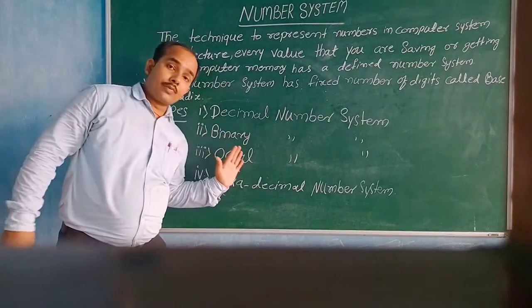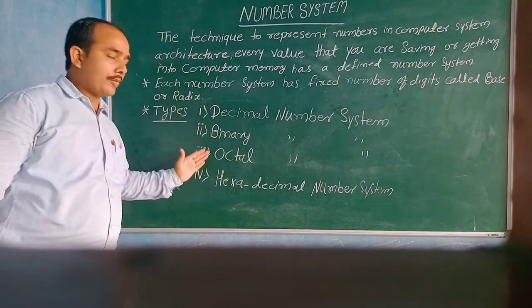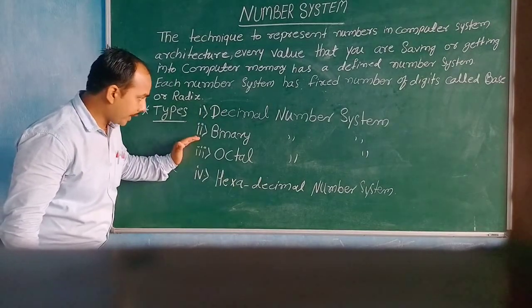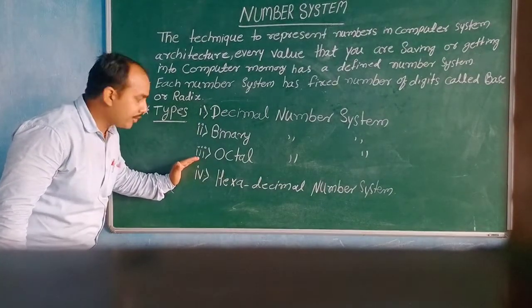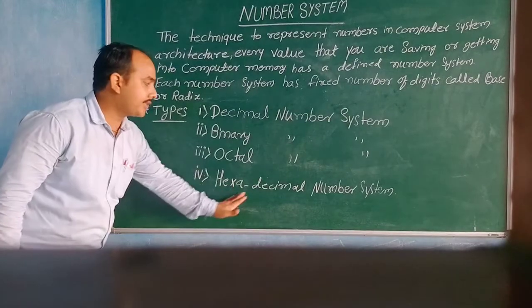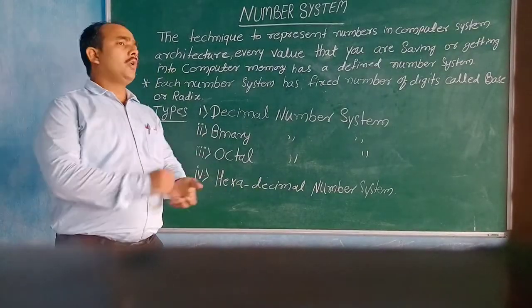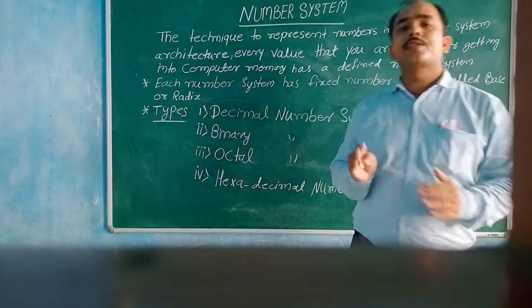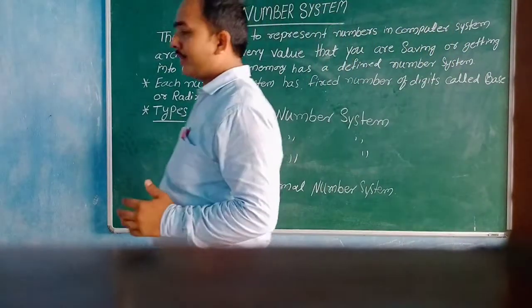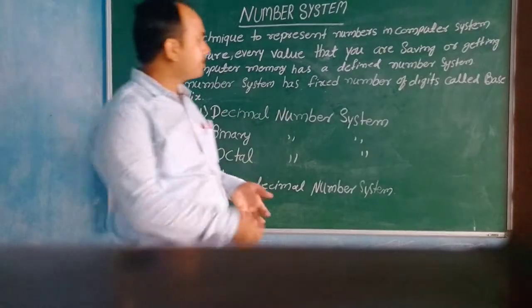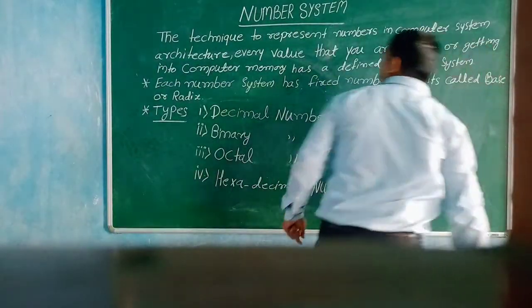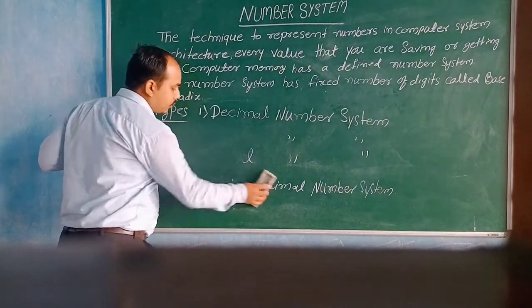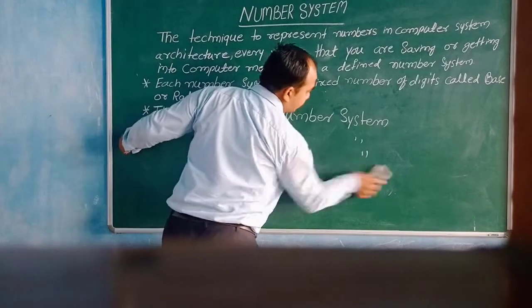So how many types of number system? There are four types of number system. First type's name is decimal number system, binary number system, octal number system, and last hexadecimal number system. So there are four types of number system, dear students. Now we will discuss one by one each and every type. Okay. So first type's name is decimal number system.